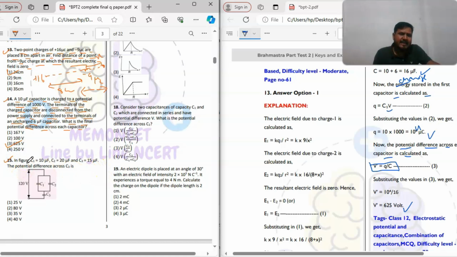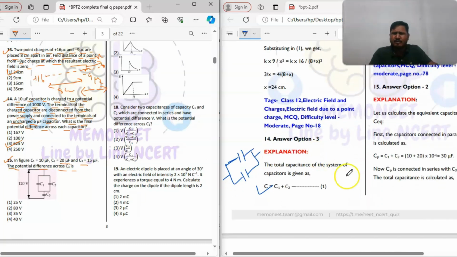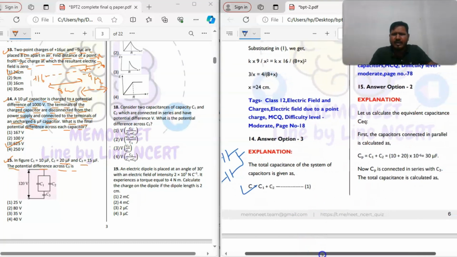The question is that in the figure C1 is equal to 10 microfarad, C2 is equal to 20 microfarad, and C3 is equal to 15 microfarad. We have to calculate the potential difference across C3. Here again same concept, that is the parallel and the series combinations. We know that C1 and C2 are in parallel. So first we have calculated the parallel combination.